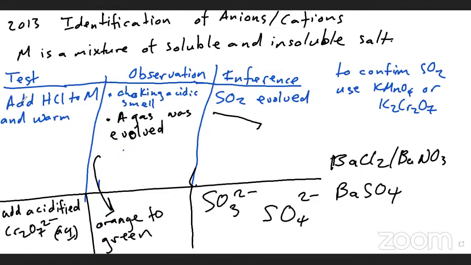All right, so the next one is with lead. Just do that quickly. For the sulfide, you get a choking acidic smell when you get the gas. Then you get orange to green, or decolorize. If it was MnO4 minus, then your observation would be purple to colorless.